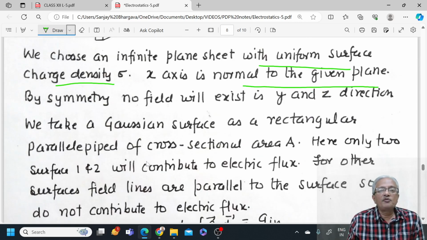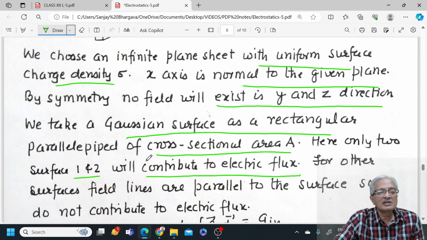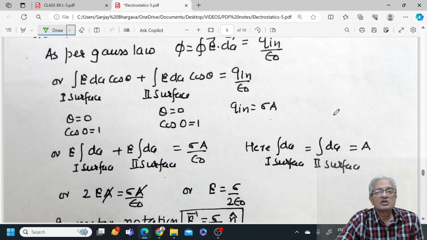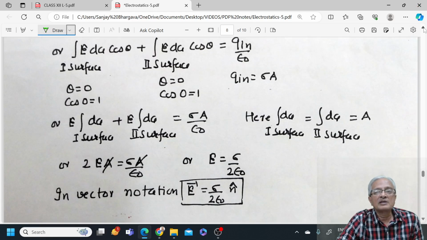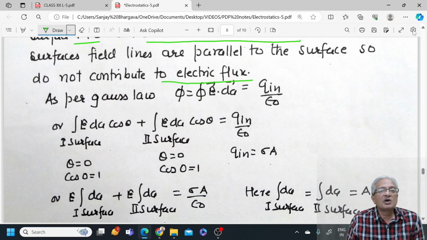By symmetry no field would be existing in Y and Z direction. So we take a Gaussian surface as a rectangular parallelepiped of cross-sectional area A. Here only two surfaces 1 and 2 will contribute to the electric flux. For all other surfaces, the field lines are parallel to the surface, so no electric field would be passing through them. So they do not contribute to electric flux. As per the Gauss law, phi, the integration E dot dA, must be equal to Q inside upon epsilon 0. So integration E dot dA cos theta over the first surface and second surface would be Q inside upon epsilon 0. In both these cases, theta comes out to be 0, cos 0 would be 1.